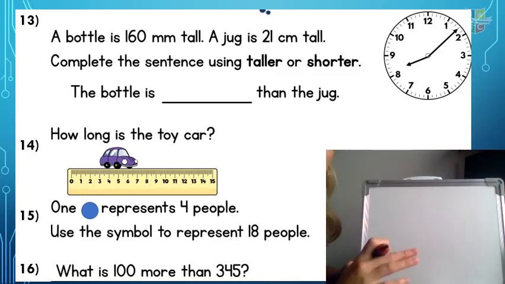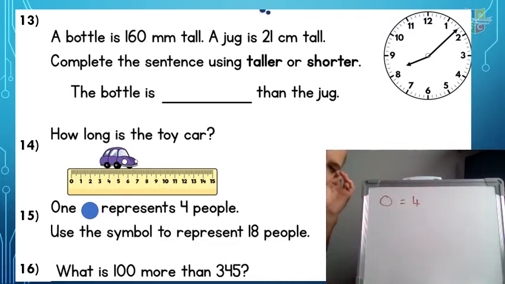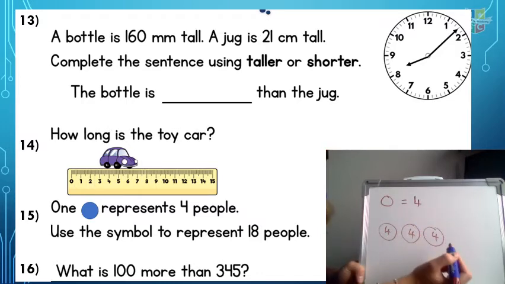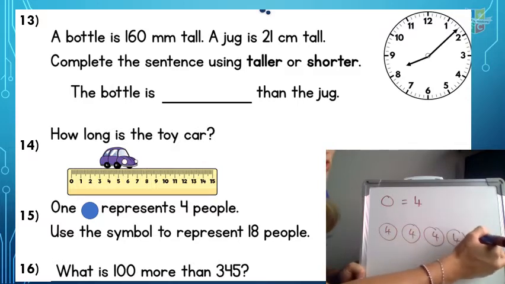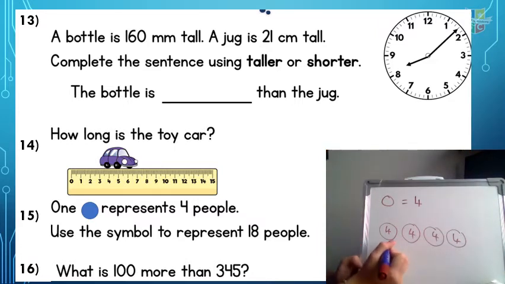Okay, so this time a circle represents 4 people and we want to show 18 people. So I'm going to think about how I could represent this. Now I can count up in my 4s until I get to 18. So I've got 1 lot of 4, 2 lots of 4, so that's 8, 3 lots of 4, 12, 4 lots of 4, 16. However, if I do another lot of 4, I'm going to have 20. But I don't have 20 people, so I cannot have another lot of 4. So at the minute, that in total equals 16.